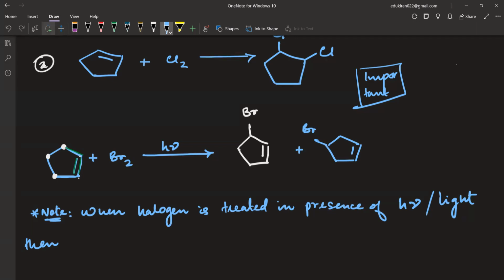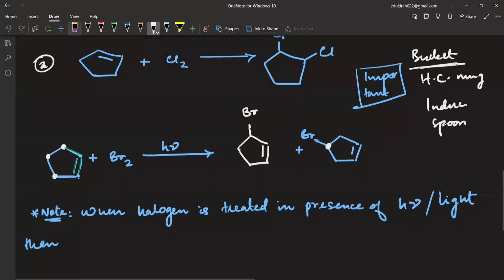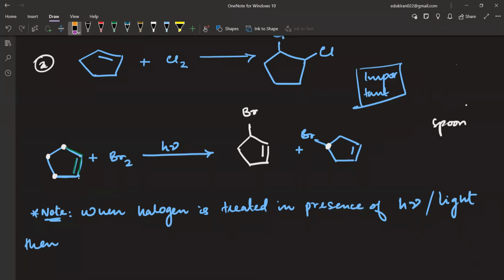है ना? So the stabilization that molecules get from resonance, you can compare resonance as a bucket. Then we have hyperconjugation. If you remember hyperconjugation, that is like a mug or jug. And then this carbon will be stabilized through inductive effect. Inductive effect is just like a spoon. So resonance is highly stable. Okay. Remember that.